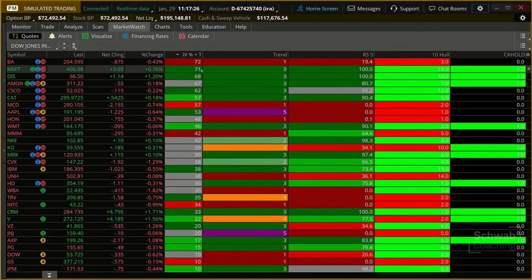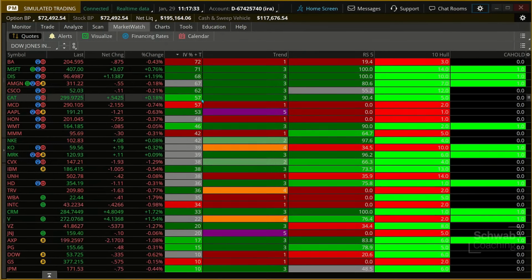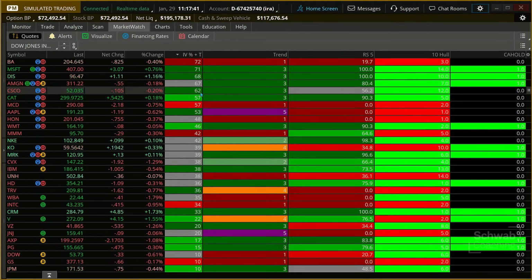There's Microsoft right there, 71. Disney, 68, earnings upcoming. Amgen, Cisco, and Caterpillar. Now, if you're an option seller, some investors might like that. Now, look how many of them are lighter green or green. Caterpillar is, so Cisco, we have Disney, and you have Microsoft, okay?